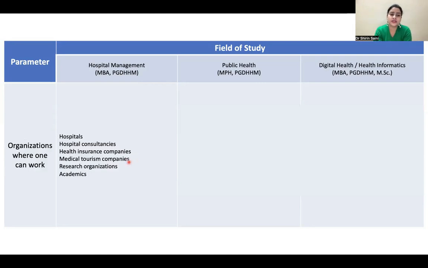Then research organizations and academics, again, these are areas. If you want academics, you will eventually have to do a PhD, say after 5 years or 6 years, 7 years down the line. If you want to get into academics, you will always need to do either a research fellowship or a PhD.